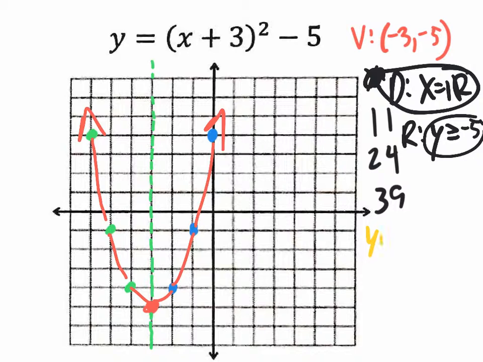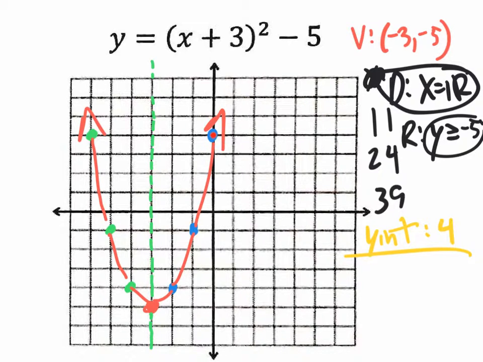How about y-intercept? It crosses the y-axis where? At 4. Or, no, is it 4? 0, 1, 2, 3. Yeah, 4. Did I mess up on this? No, it's at 4. The y-intercept is at 4.